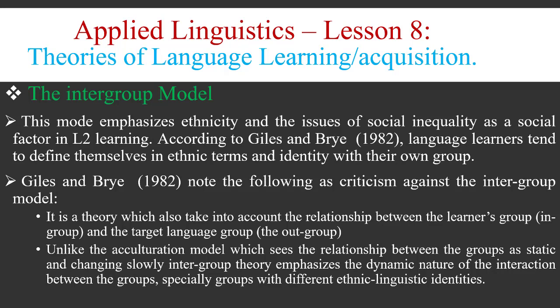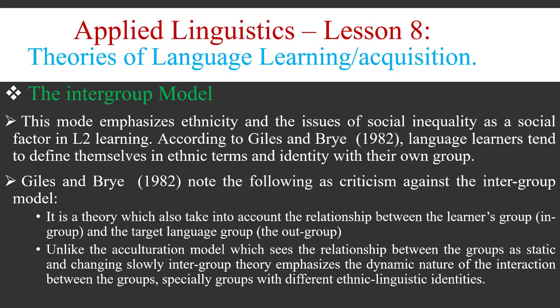Giles and Bourhis, 1982, note the following as criticism against the intergroup model. It is a theory which also takes into account the relationship between the learner's group, its in-group, and the target language group. Okay. Unlike the acculturation model that we talked about in the previous video, which sees the relationship between the groups as static and changing slowly, intergroup theory emphasizes the dynamic nature of the interaction between the groups, especially groups with different ethnic linguistic identities.